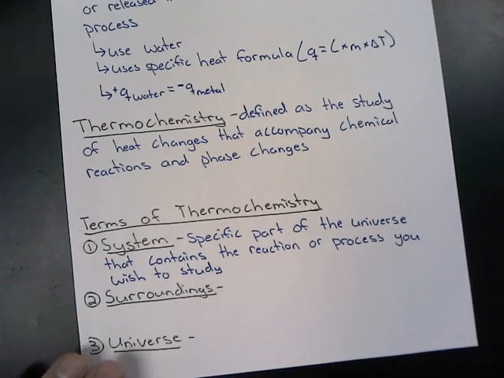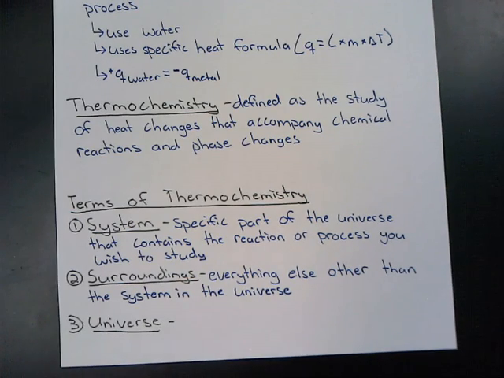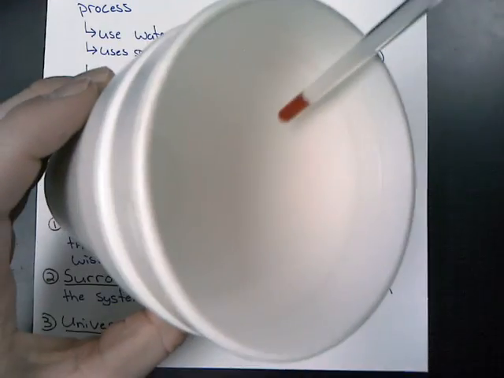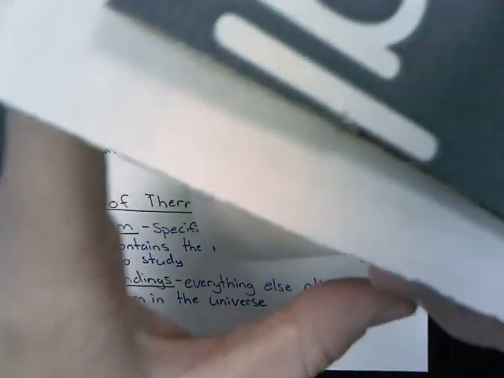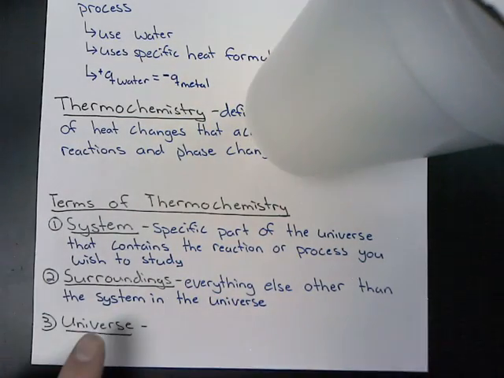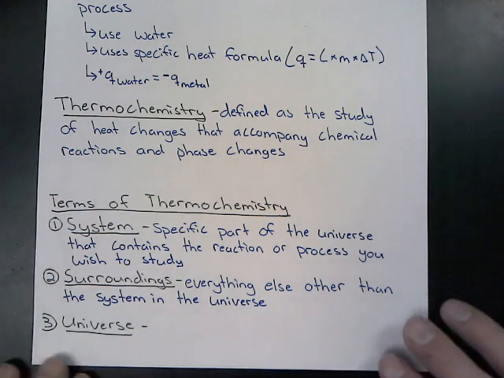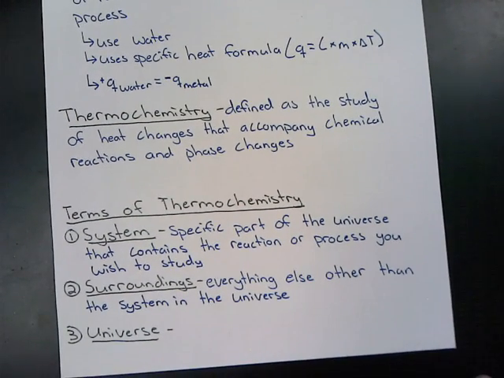Now, the surroundings, on the other hand, are defined as everything else other than the system in the universe. So again, it's everything that we're not specifically looking at. If we had a substance inside this coffee cup calorimeter, that would be the system. The coffee cup, the inner walls of the coffee cup, and everything else in the entire universe would be considered the surroundings. So the surroundings greatly outnumber the system in any thermochemical system.